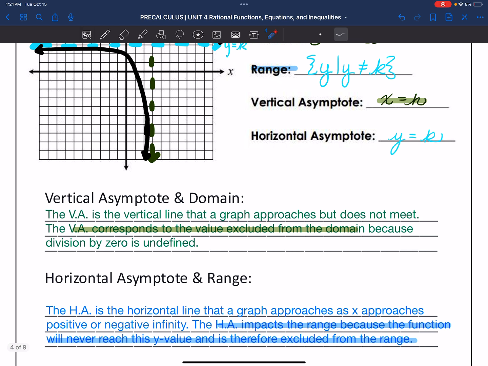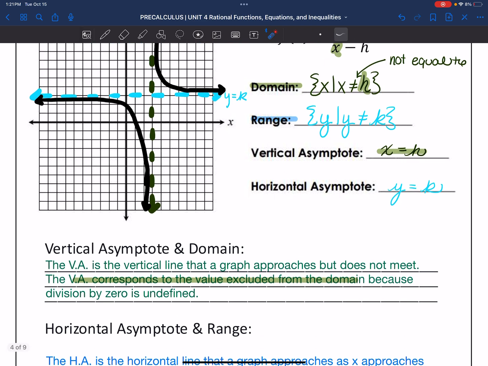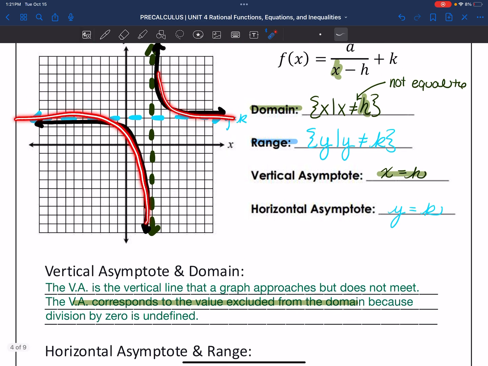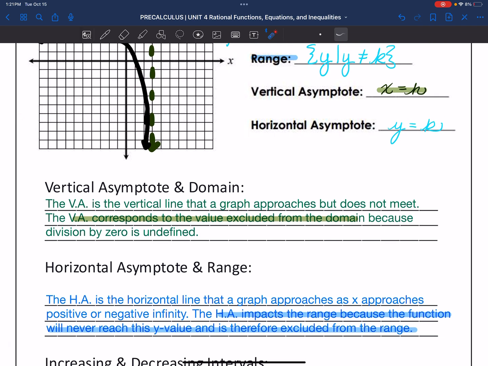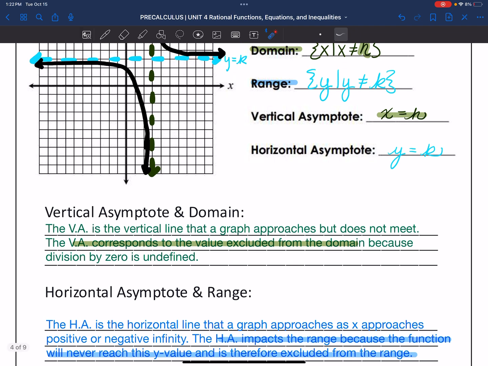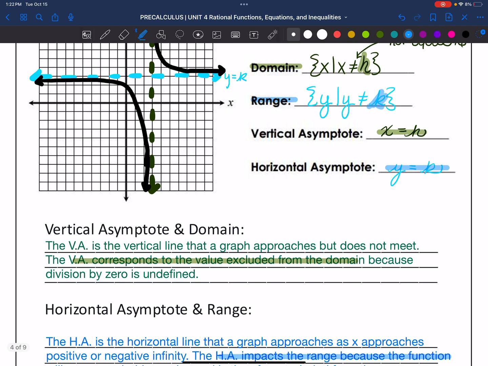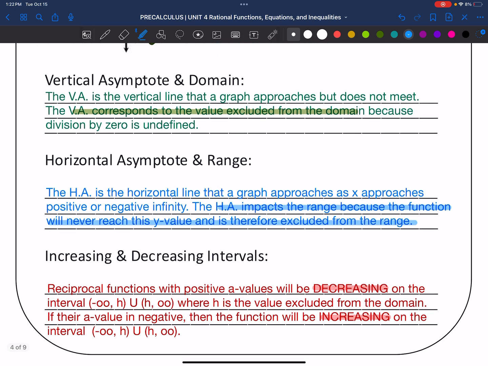Similarly, the horizontal asymptote is linked with the range. The horizontal asymptote is that horizontal line that a graph approaches as x approaches either positive or negative infinity. That horizontal asymptote is affecting the graph's end behavior. It impacts the range because the function will never reach this y value, and it is therefore excluded from the range. This is where our graph is approaching as you go to infinity, but it is also the value that is excluded because the graph only approaches it and never actually touches it.